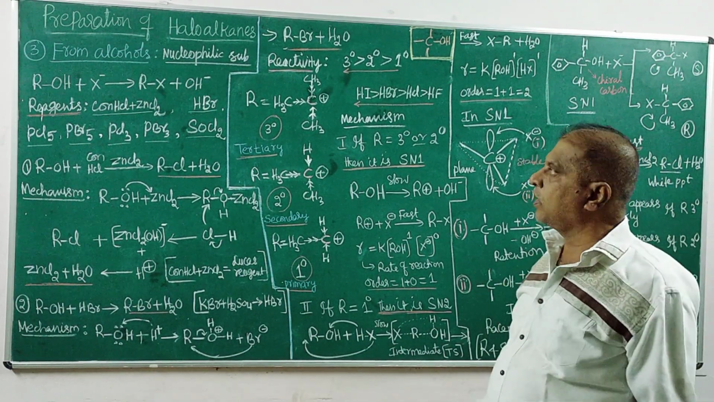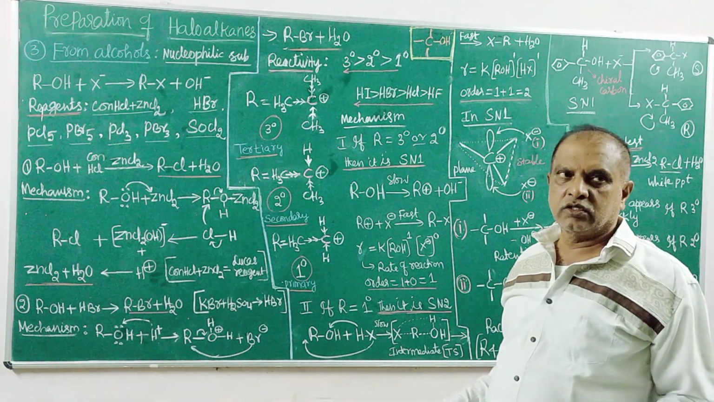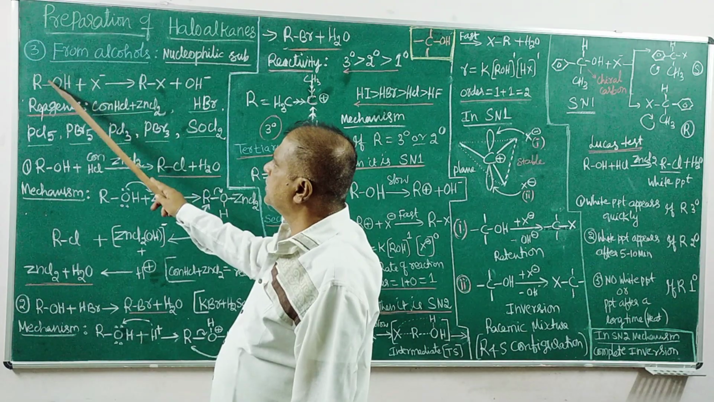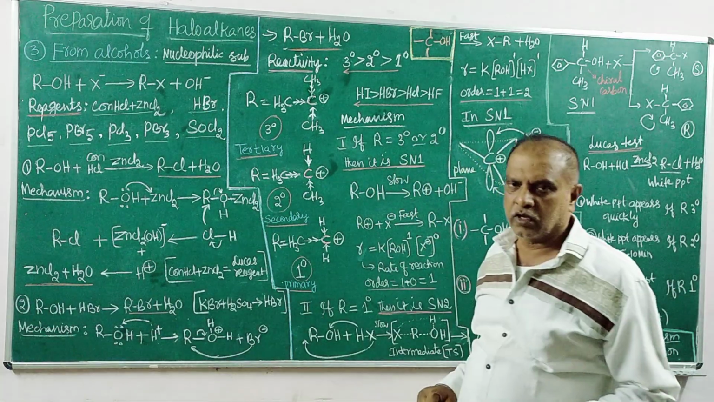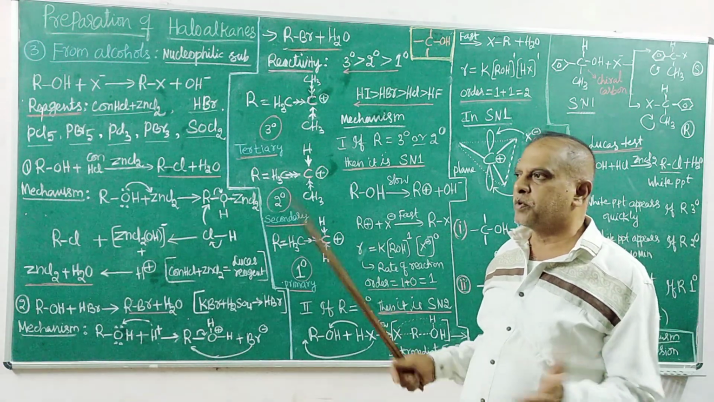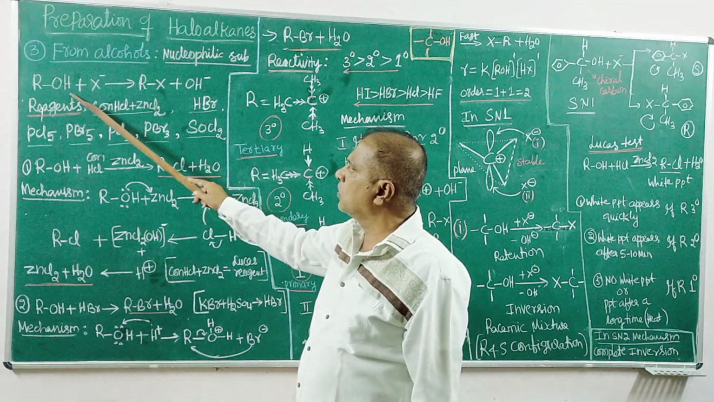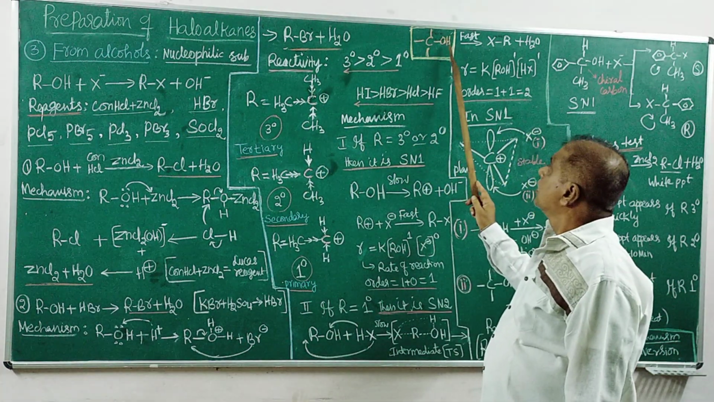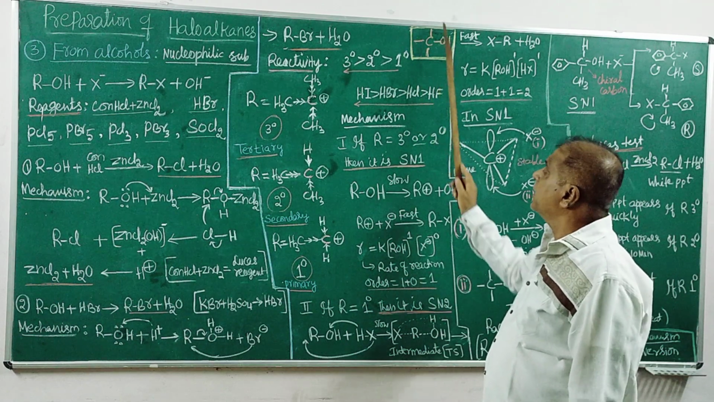The method of preparation of haloalkane is from alcohol. The general formula of alcohol is ROH. OH is the hydroxyl group, and R is the hydrocarbon molecule, which may be bigger, smaller, open chain, or cyclic chain. But the hydroxyl group is connected to the carbon of the hydrocarbon like this. It may be of any structure.